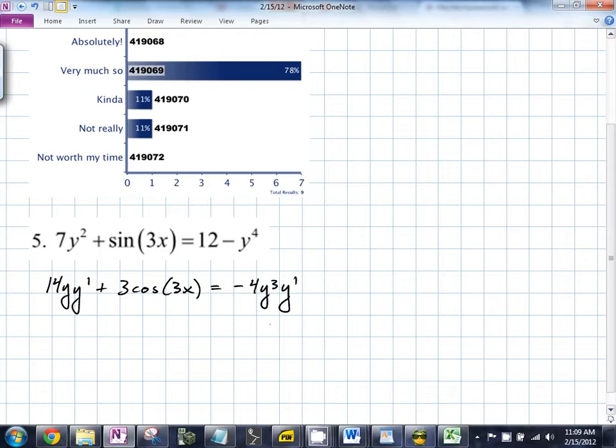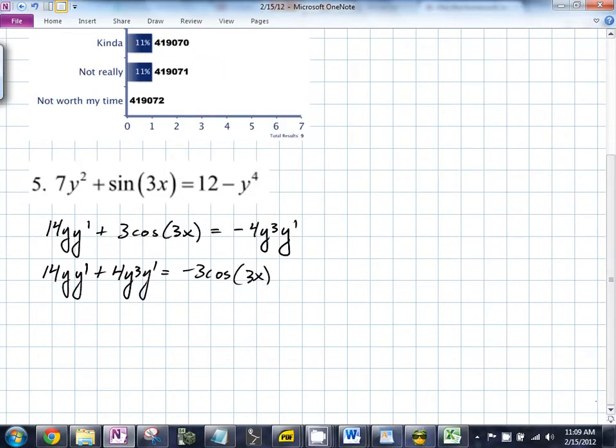And now you're just doing algebra. So it's 14y y prime plus 4y cubed y prime is equal to negative 3 cosine 3x. So you get y prime is equal to negative 3 cosine 3x all over 14y plus 4y cubed.